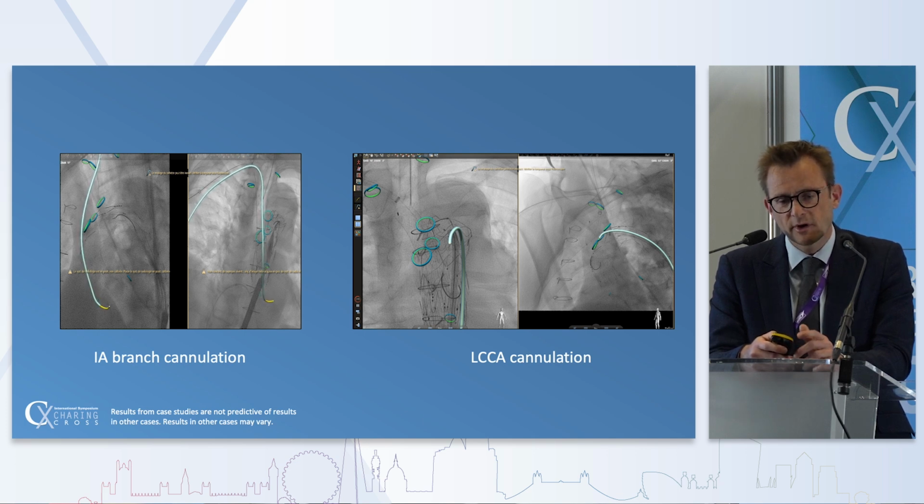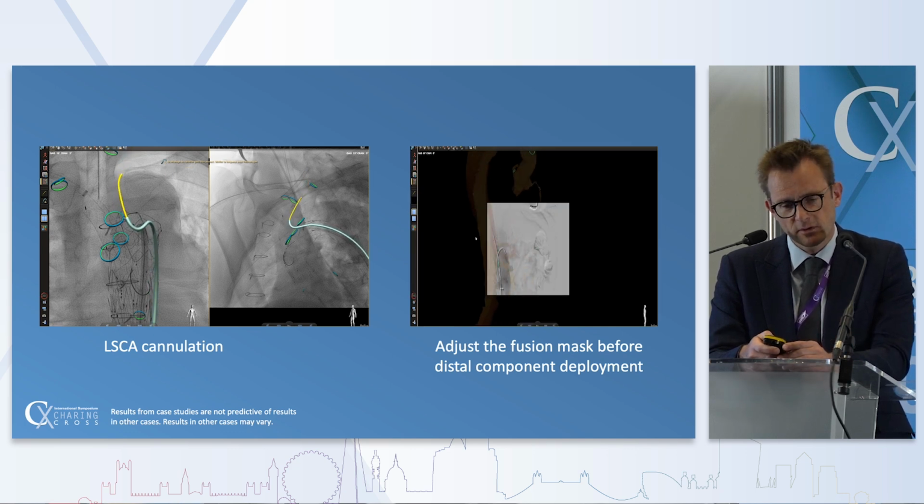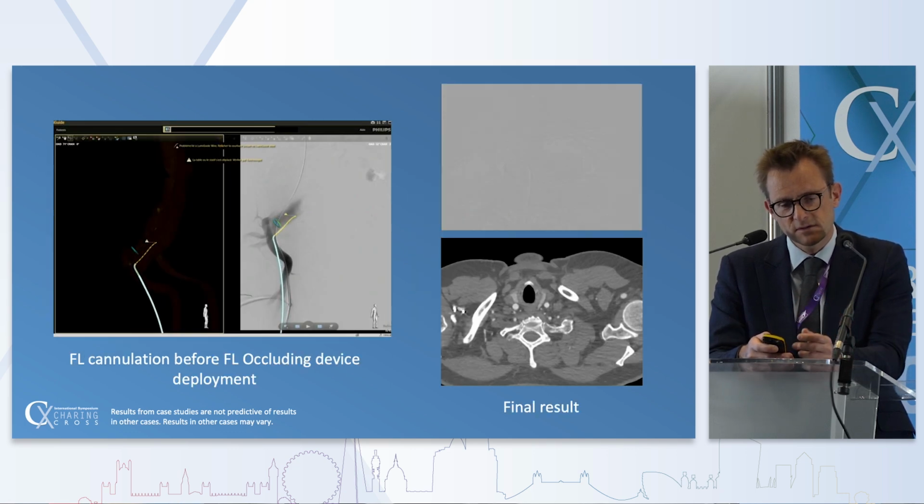and we were able to go inside the branch, and you can see how easy it was to make some progression using the wire and the catheter. And finally, we could do that also for the left subclavian artery, as you can see here, with the cannulation of both the branch and the target vessel. Before deploying the distal component of the stent graft, we had to adjust the fusion mask before deployment of this, and we decided to cannulate the celiac artery using only the LumiGuide technology.